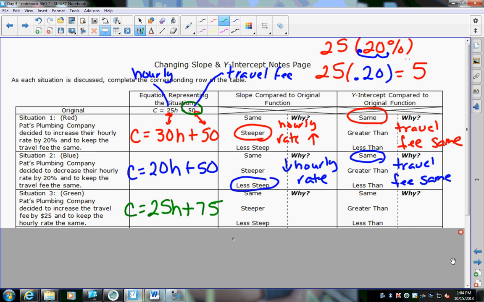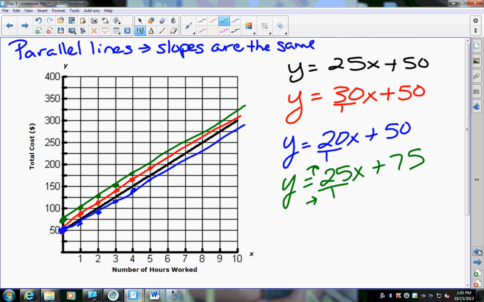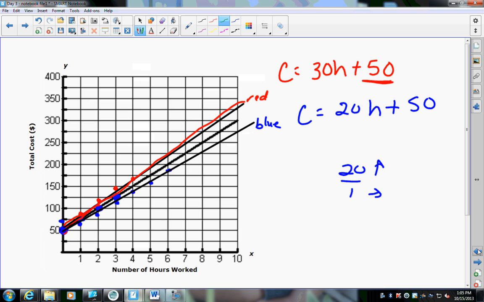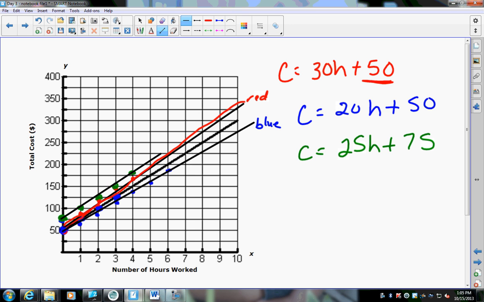So now let's go back to our graph again. This time, I have C equals 25H plus 75. So I'm going to start now at 75, and I'm going to go up 25 and over 1, up 25 and over 1, up 25 over 1. And then I can draw my line. Let me fix my red. There we go.